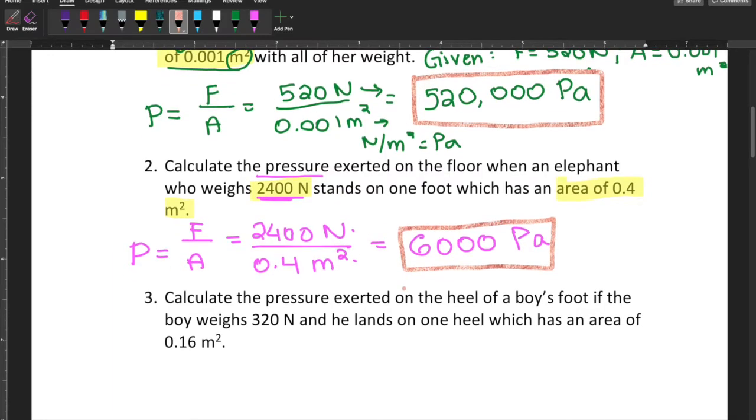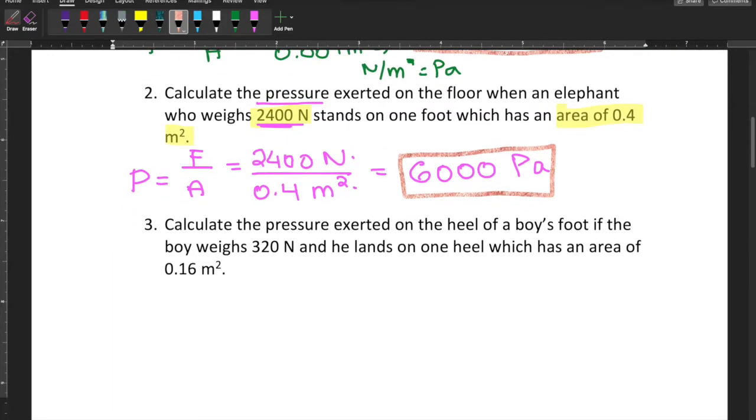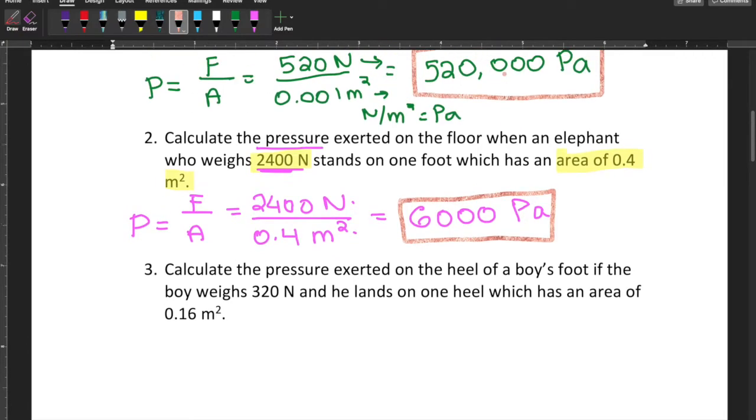Alright, let's move on. As you probably will notice, the more you do these problems, the easier they get. And you don't really have to memorize the equation for pressure equal to force over area. The more practice you do, it'll just become like memory.